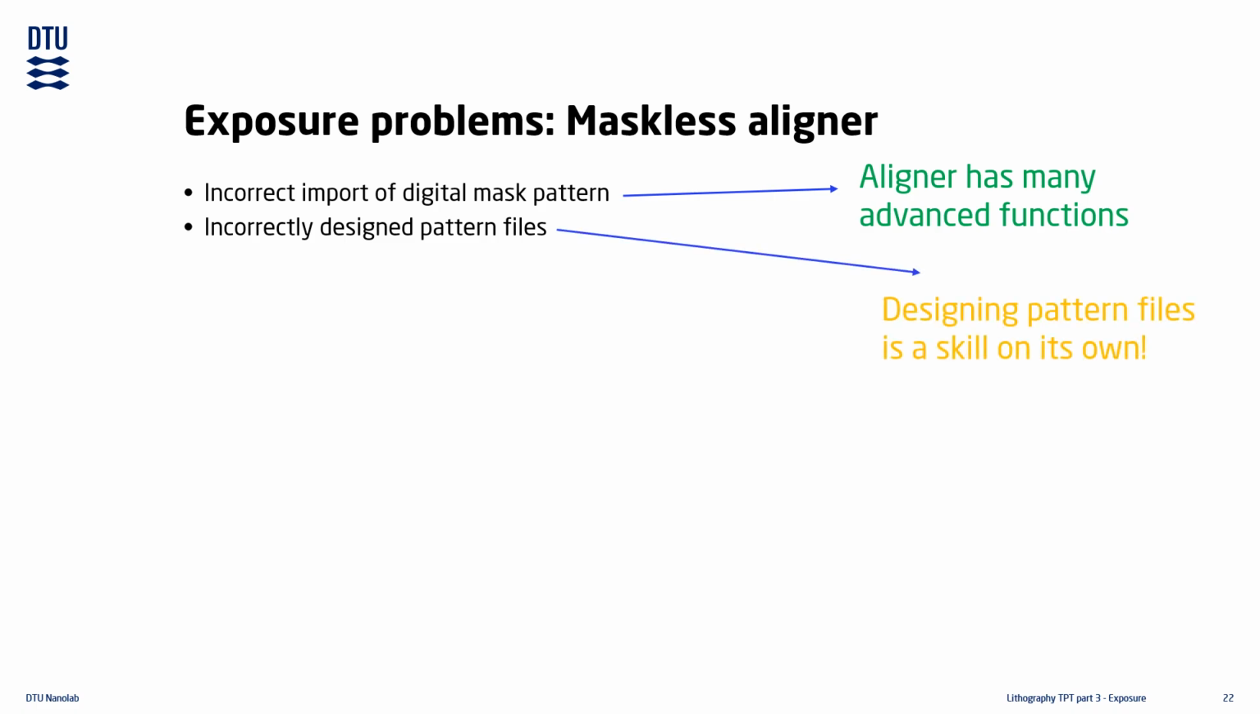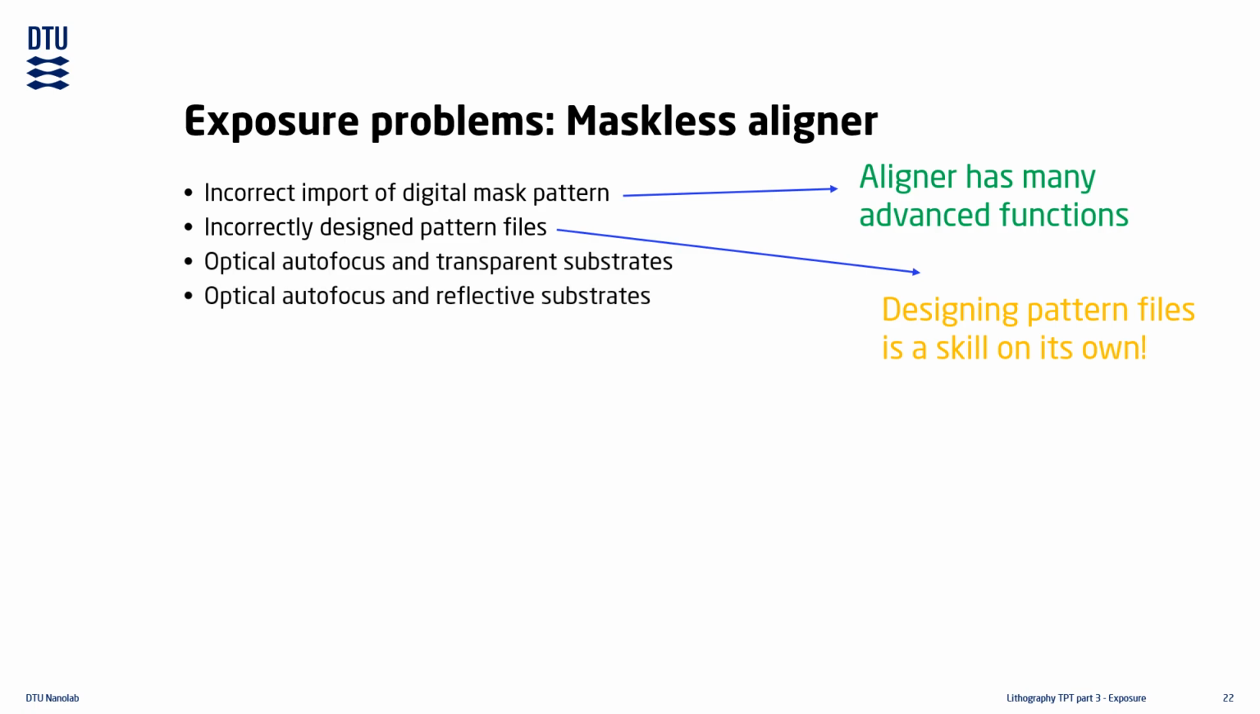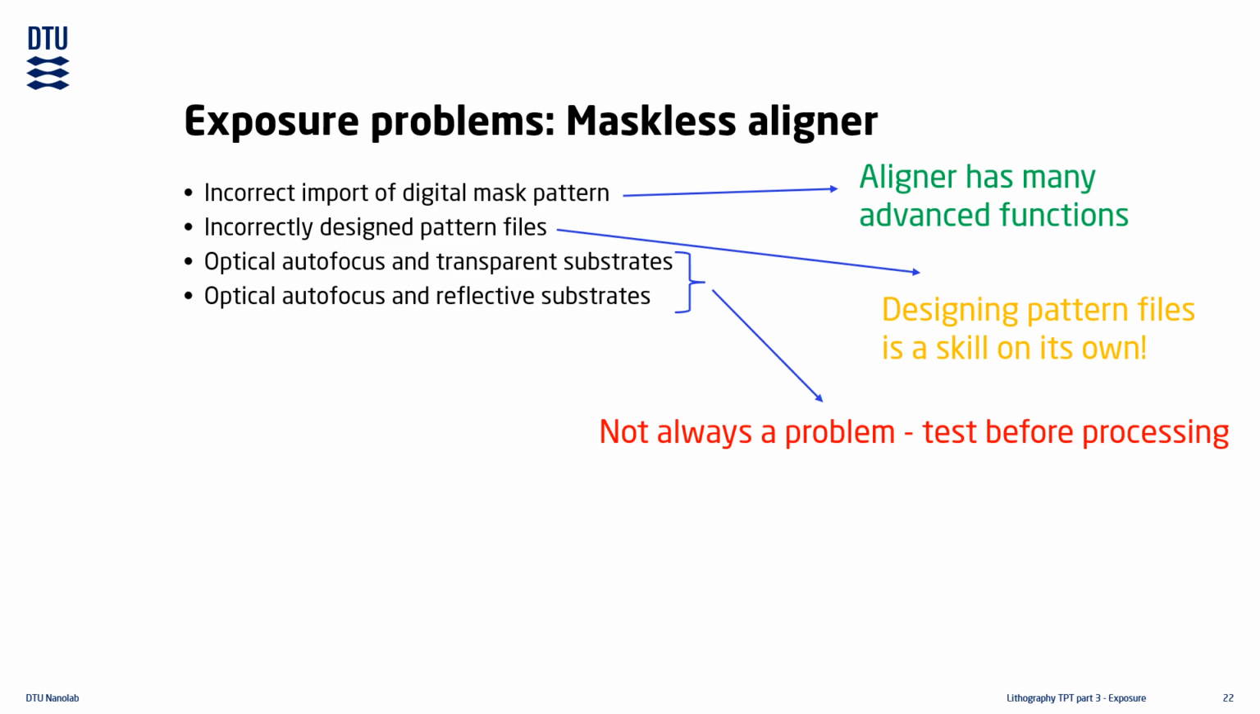The next type of error is with the automatic focusing system, especially the optical autofocus system, which can have problems focusing on transparent substrates, or substrates with a highly reflective coating. The absolutely worst situation is with a transparent substrate that also has patterning with a highly reflective coating.